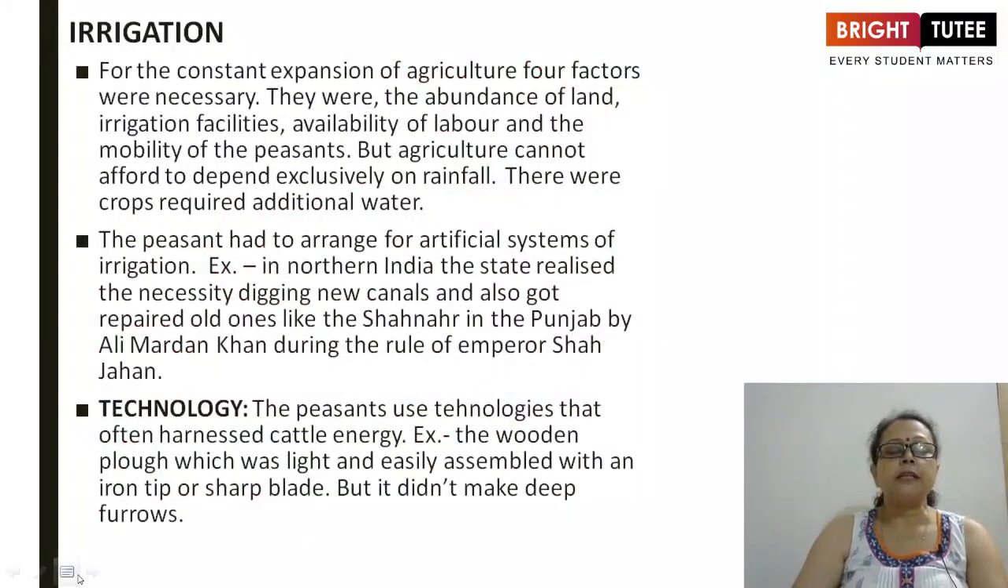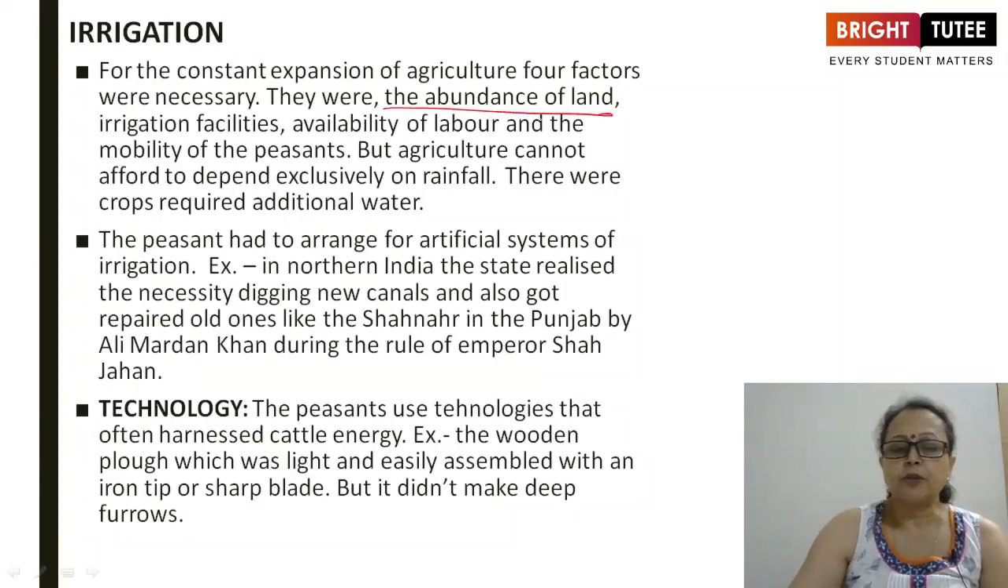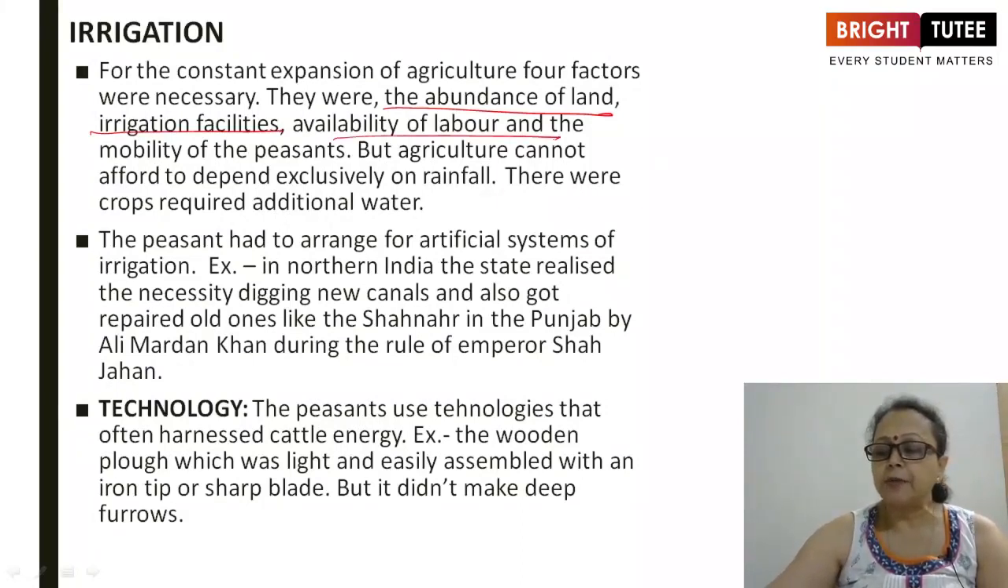Then the most important thing is irrigation. For the constant expansion of agriculture, 4 factors were necessary. What were the 4 factors? They were the abundance of land. First of all, for cultivation, land is required, the most important factor. Then the second comes the agricultural facilities, irrigation facility, availability of labor and the mobility of the peasants.